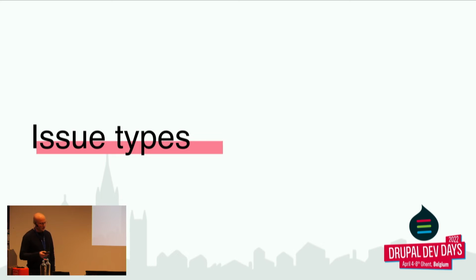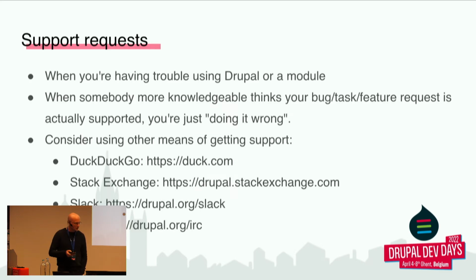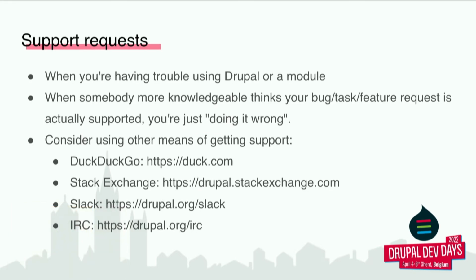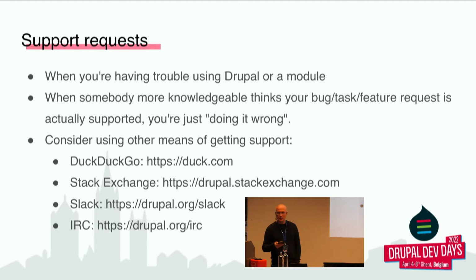So let's have a look at issue types. First of all, support requests. You could open a support request when you're having trouble with Drupal or a module, although what I think is also quite common is that you submit a bug or a feature request, and then somebody comes along who says, well, actually it already does this, or it works as designed, and they might change the type to support request.